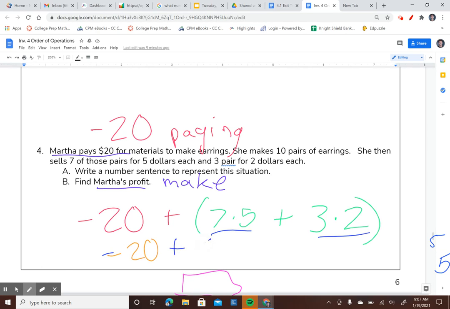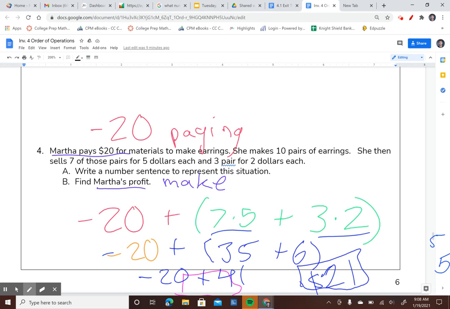plus 7 times 5 would give me 35. And 3 times 2 would give me 6. So she had to pay $20, negative 20, plus 35 plus 6, 41. And then we do our final step of adding here. Negative 20 plus 41. That's going to put her in the positive. She made $21 profit by making and selling these bracelets.